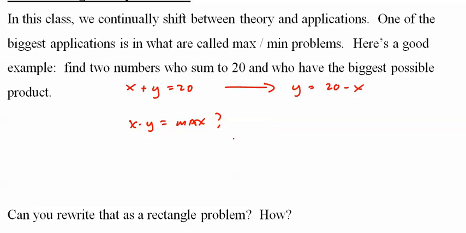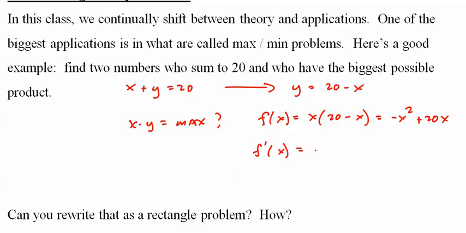And then we say the function we're trying to max out is x times 20 minus x, which is negative x squared plus 20x. So then we take the derivative, because that's going to find us maxes and mins. Negative 2x plus 20, and we set it equal to 0. After all is said and done, we'll say x equals 10. And then the other number, therefore y has to equal 10.